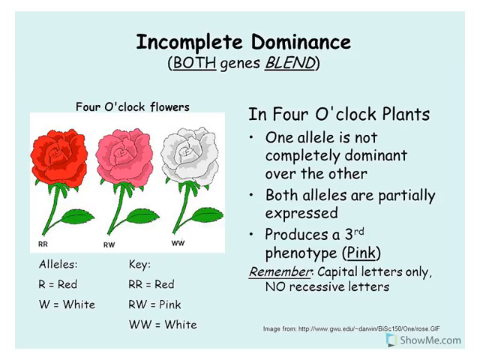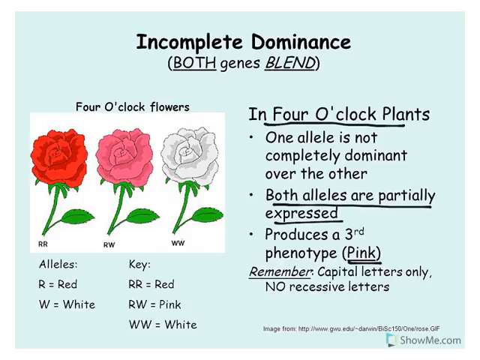Here is another example of incomplete dominance in 4 o'clock flowers. Again, one allele is not completely dominant over the other. So in the heterozygous condition, both alleles are partially expressed, producing a third color, in this case pink.